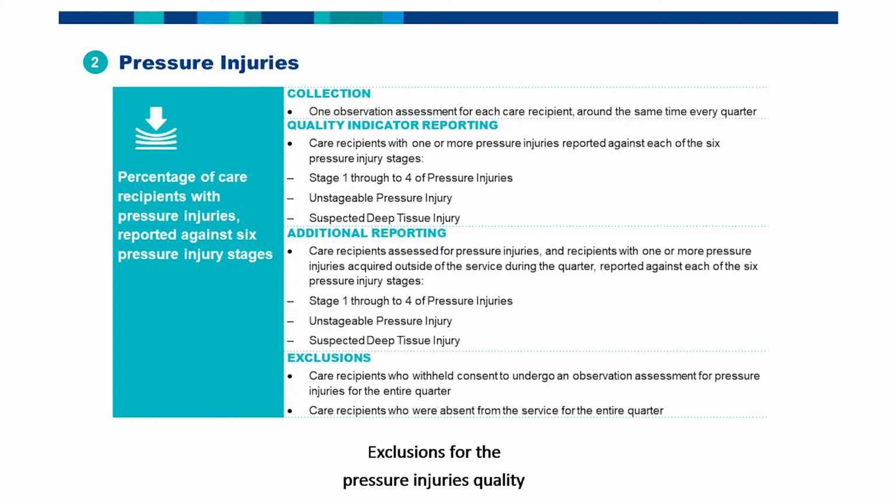Exclusions for the pressure injuries quality indicator include care recipients who withheld consent to undergo an observation assessment for pressure injuries for the entire quarter and care recipients who were absent from the service for the entire quarter. From 1 July 2021, the pressure injuries quality indicator will report pressure injury stages against the ICD-10 Australian Modified Pressure Injury Classification System outlined in the Prevention and Treatment of Pressure Ulcers/Injuries Clinical Practice Guideline 2019.